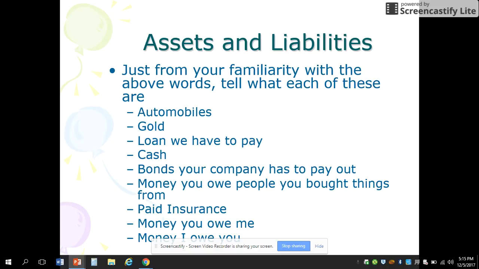So again, some questions I have for you on your Edpuzzle coming up here are, is an automobile an asset or is it a liability? Is gold an asset or a liability? And so on and so forth. So check out the Edpuzzle prompt here and answer those questions as follows. I just want to know what you feel is an asset and what is a liability. So take a second and do those questions.